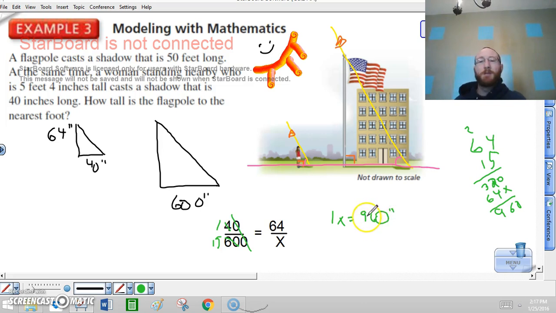But I don't think you'd ever tell someone, hey, the flagpole is 960 inches tall. So we got to divide that by 12. And when we do, we know 8 times 12 is 96. So that means 80 times 12 is going to be 960. So this flagpole is 80 feet tall. All right, hope you enjoyed the lesson. See you in class.